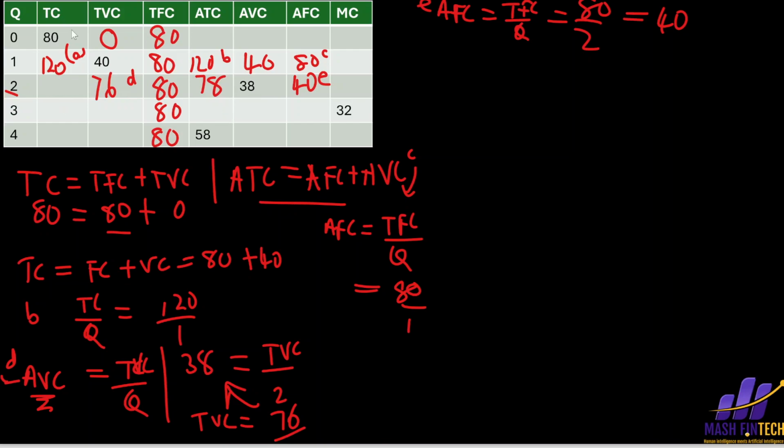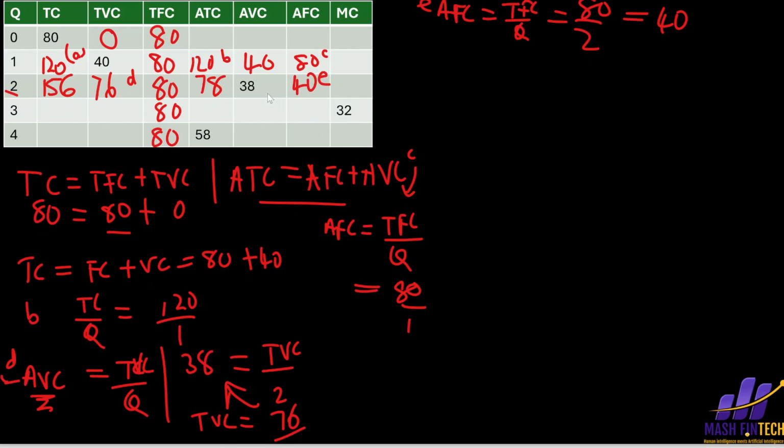And then to get the total cost, remember it's just the fixed cost, 80, plus the variable cost. If you add these two, you must get 156. This must be easy for you now. And then we go down here. We now go to this part here.